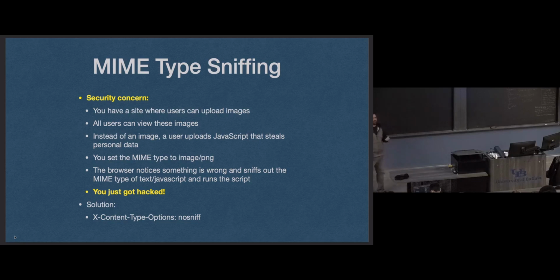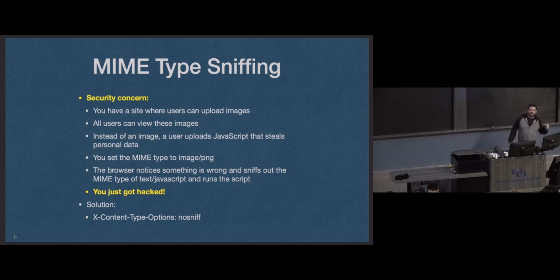It sniffs out the MIME type. It says, you got the wrong MIME type, bro. And sniffs out the MIME type of JavaScript, and all of a sudden all your users are hacked. Now in this specific context, hopefully you have that content in an image tag and the browser gets confused enough that it doesn't try to run it. But a sophisticated enough user might be able to get this in there to be able to get that JavaScript ran.